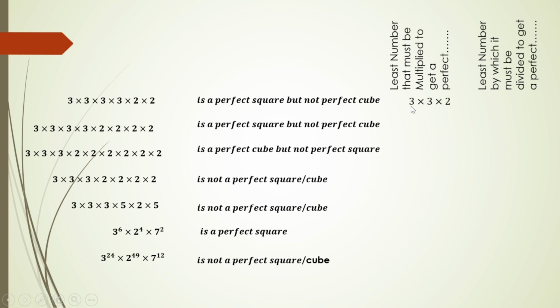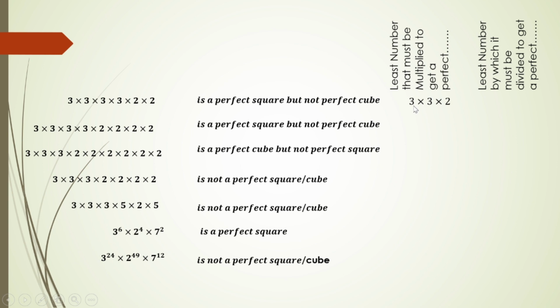So what do we need? 2 more 3's and 1 more 2. So whatever number this is, we must multiply it by 18. 18 is the least number which must be multiplied. Multiplying only by 2 won't work. If we multiply this number by 2, it will not turn into a perfect cube. Okay, so the least number is 18.